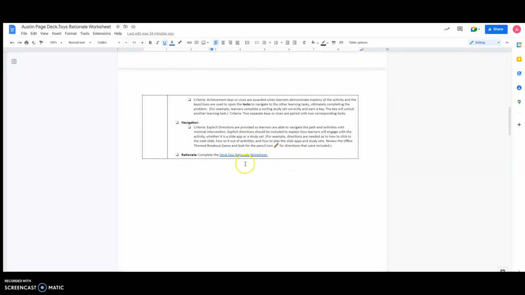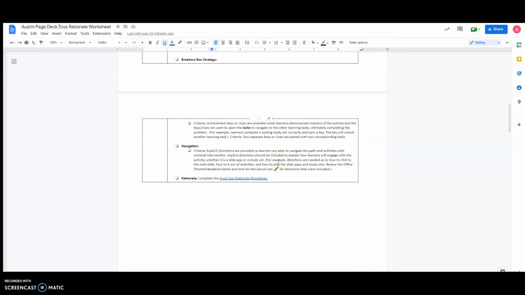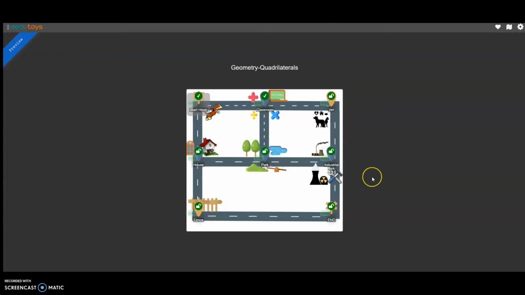And then for my rationale, I am right now looking at my Deck.Toys rationale worksheet. Here it all is. I will put the URL for the screencast that I'm recording right now once I am finished doing it. And yes, it has been 12 minutes. I only have 15 minutes on my Screencast-O-Matic timer, so I made it this time. Thank you for listening and watching my quadrilaterals Deck.Toys lesson.